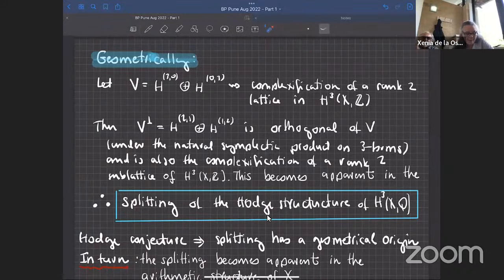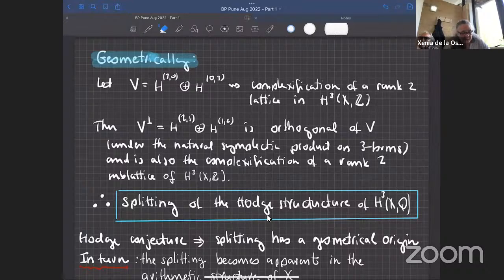But now what happens with rank two attractors? What happens with the attractor mechanism is that we have two planes defined over the integers. And that implies a splitting of the Hodge structure over the reals, right? So that splitting is what gives us the interesting geometric properties and arithmetic properties later.